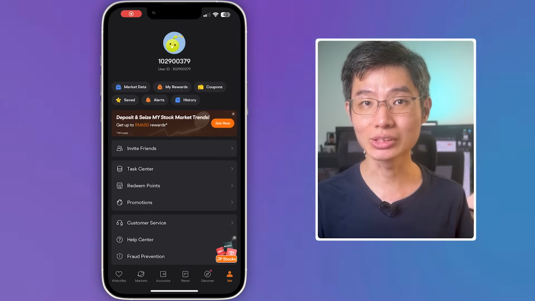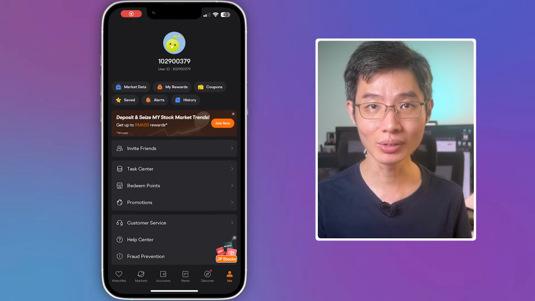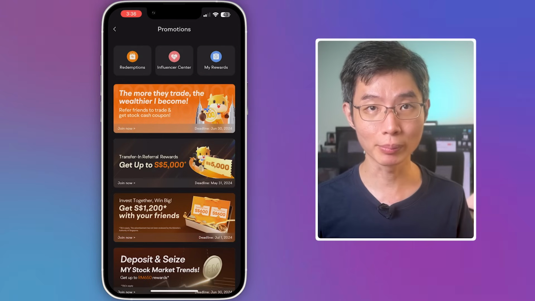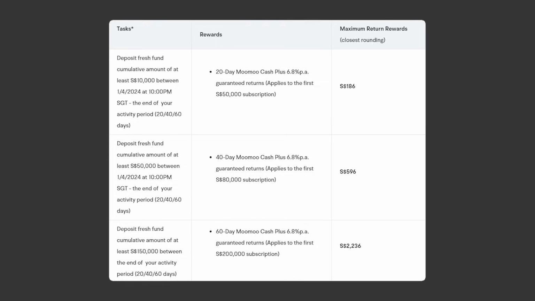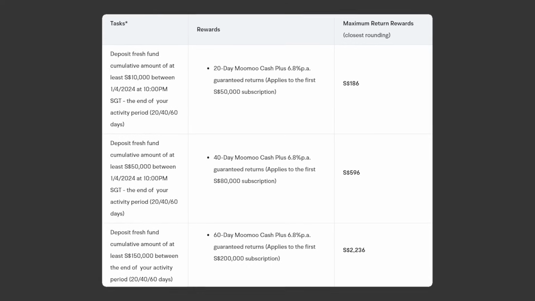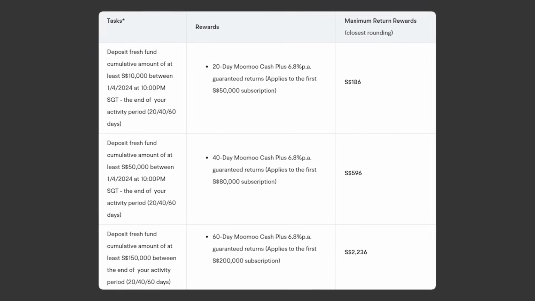Then in order to enjoy the Cash Plus existing user promo, you will need to first redeem the promo by heading to the promotions page, look for the promo and tap subscribe now. Then just fulfill the minimum holding period and fresh fund requirements, and you will get to enjoy your guaranteed 6.8% returns.